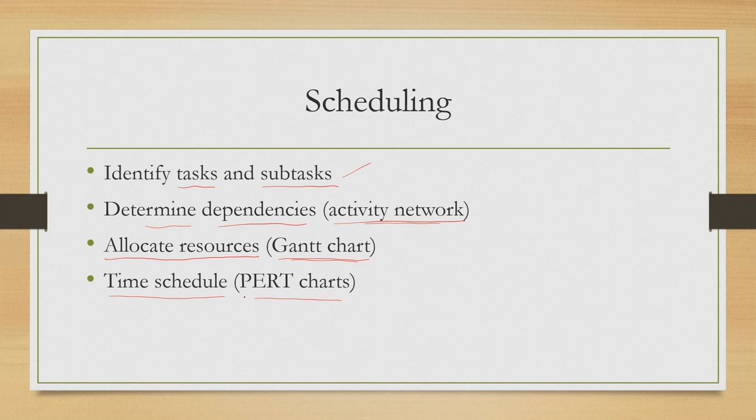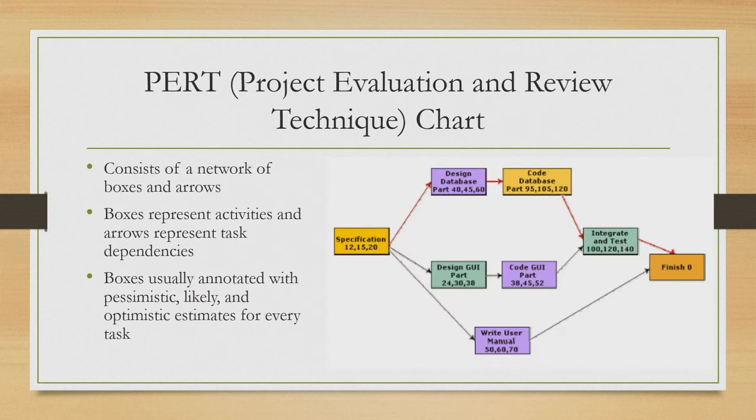This we can achieve with a PERT chart. So, let us see what a PERT chart is. Now, PERT stands for Project Evaluation and Review Technique. So, this P, E, R and T together produces this acronym PERT. So, this is another graphical notation to represent the time schedule.